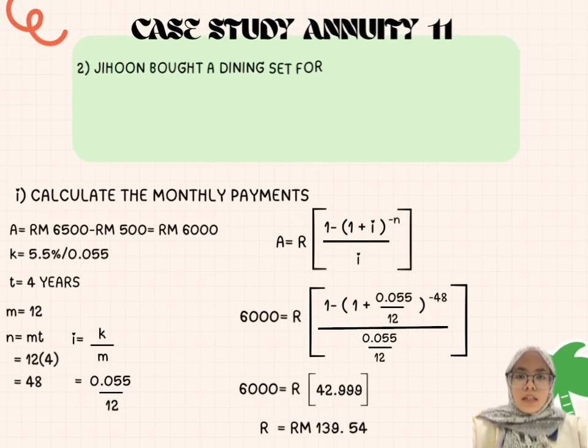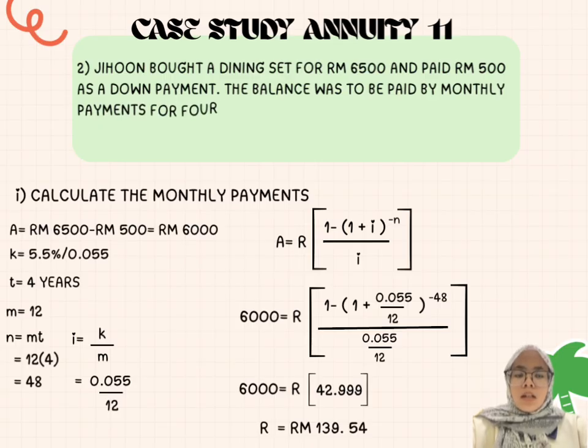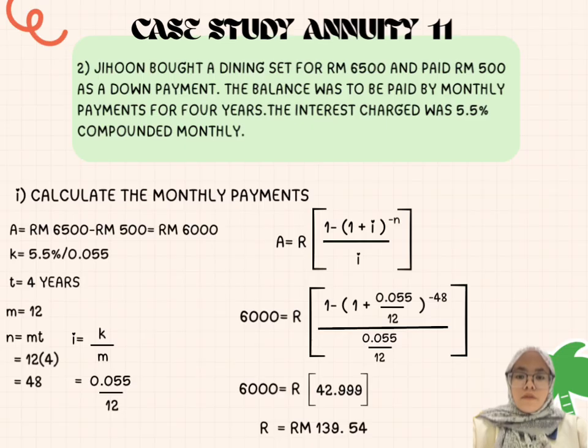Next, we move for part B. Jihoon bought a dining set for 6,500 ringgit and paid 500 ringgit as a down payment. The balance was to be paid by monthly payment for 4 years. The interest charge was 5.5% compounded monthly. And the first question is calculate monthly payment.